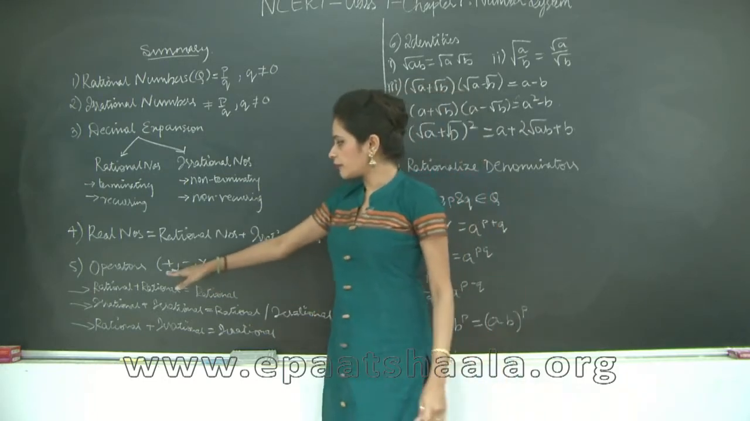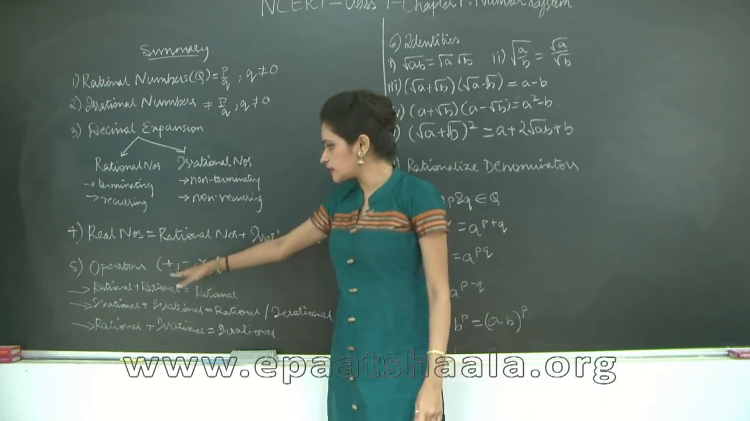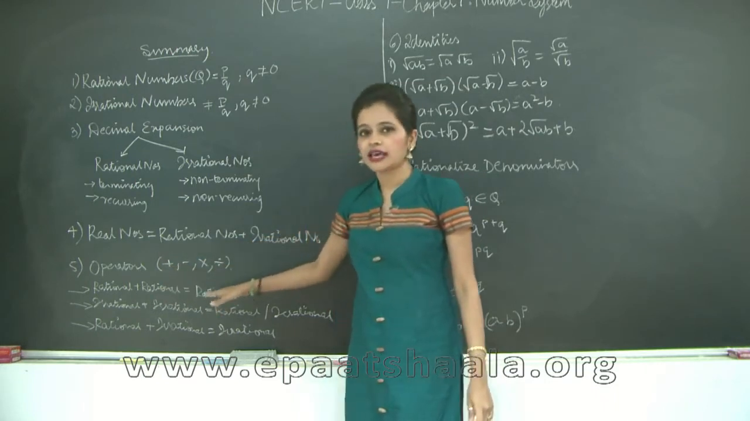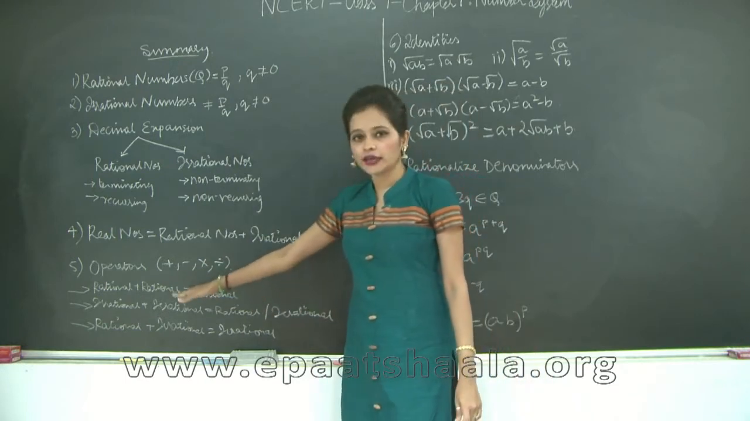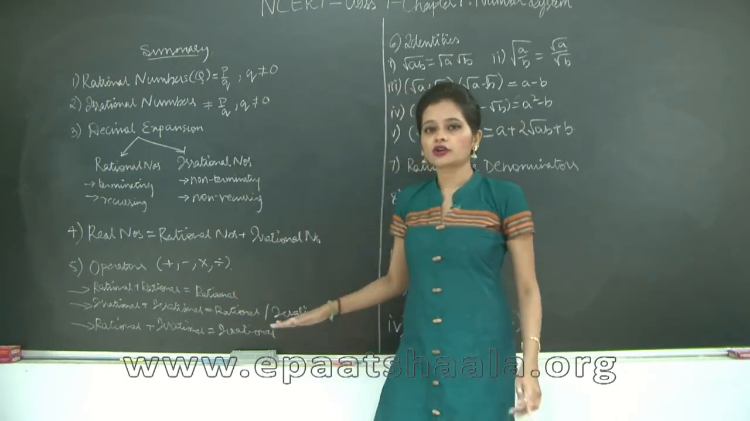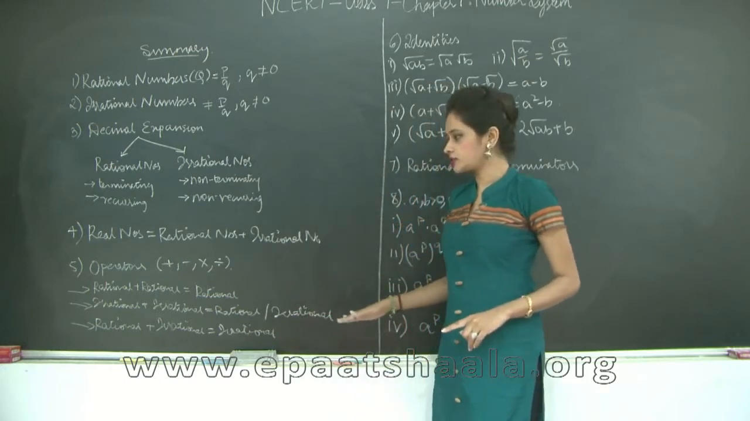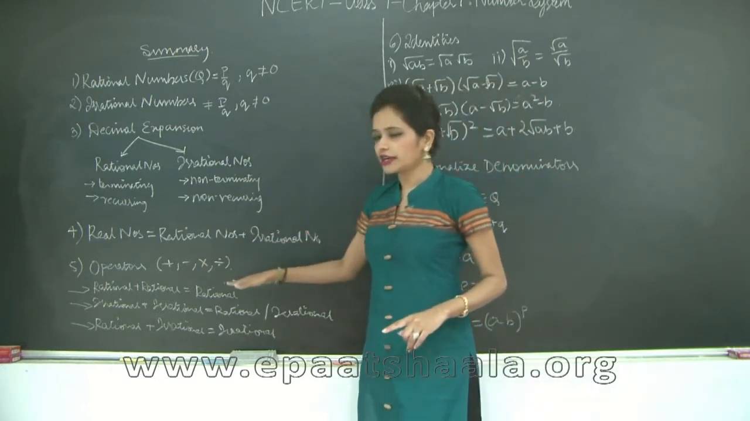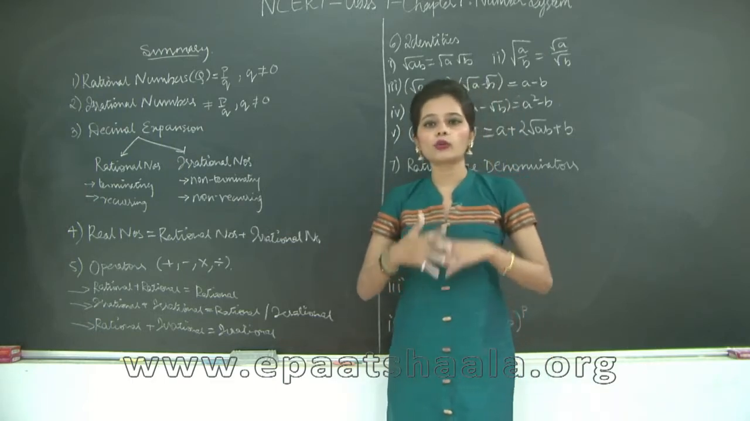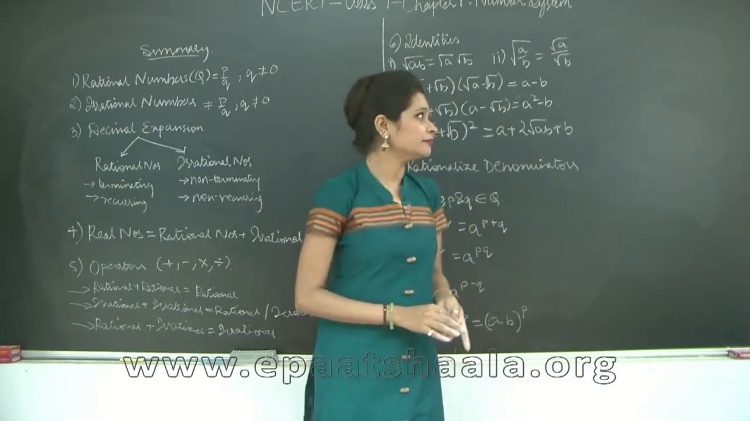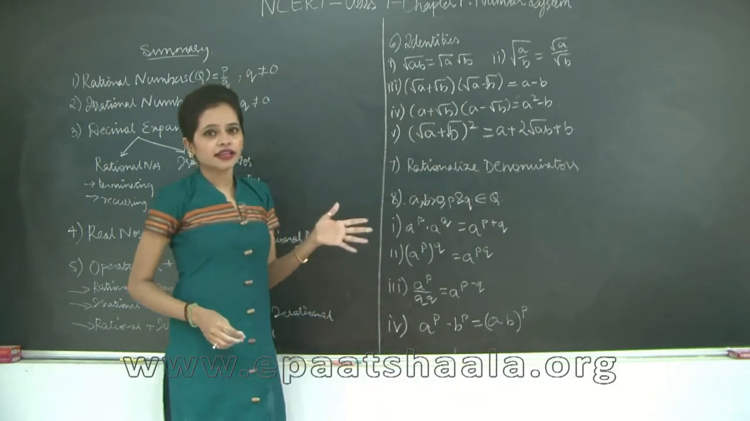So let us see, when we use these operators with two rational numbers, the output will always be rational. If you are using them with two irrational numbers, your output could be either rational or irrational. And if you are using these operators with a combination of rational and irrational numbers, the output would always be irrational.